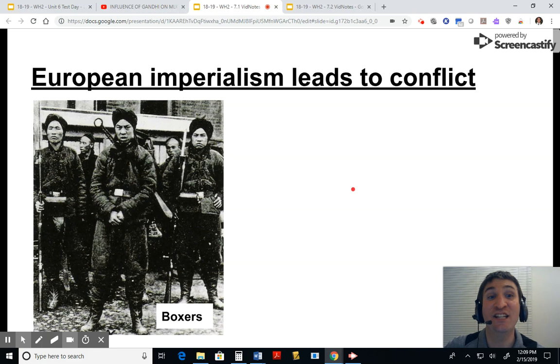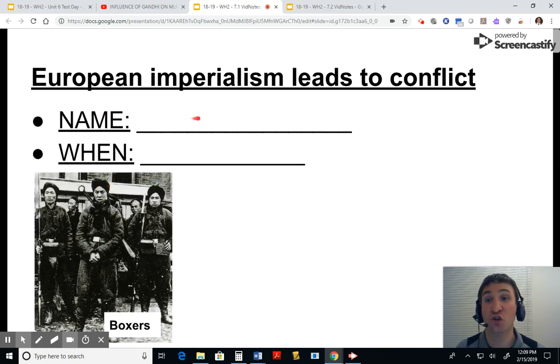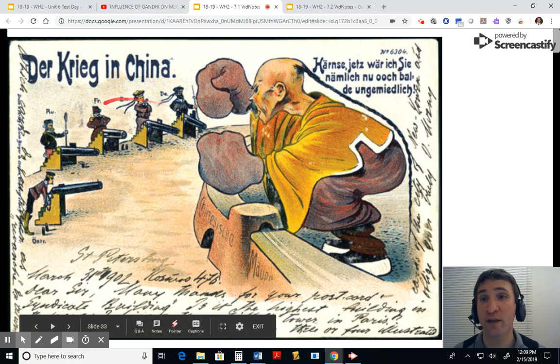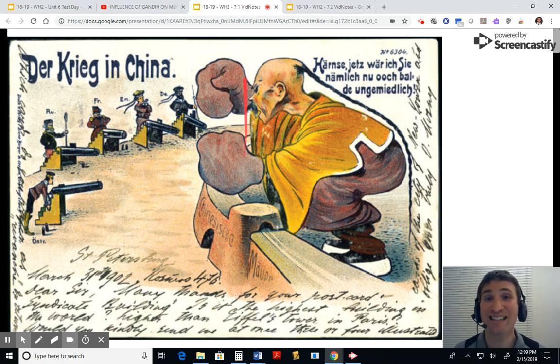European imperialism leads to more conflict, and it involves these secret fighters called the Boxers. So the Boxer Rebellion took place, and it started in 1899, and it ended in 1901. Where does the name come from? The Boxers did training exercises that they thought made bullets bounce off of their bodies, and the Europeans called their odd training shadow boxing. That's how they get their nickname. And this is a German cartoon showing the boxing gloves of the Boxers and all of the Europeans fighting.